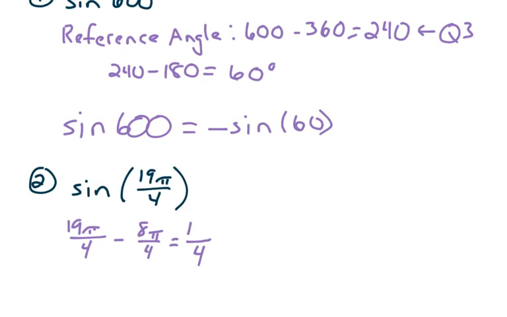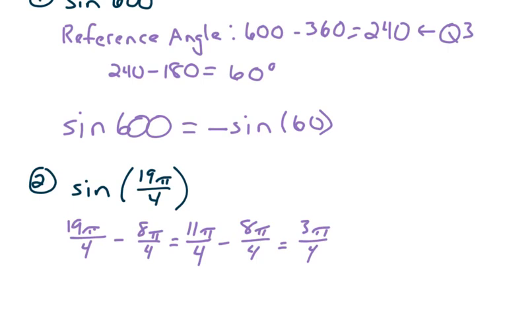19 minus 8 is 11, so 11 pi over 4. But that's still bigger than 8 pi over 4, or it would still be bigger than 360 if we were talking in terms of degrees. So we're going to need to go one more time. So minus 8 pi over 4. This leaves me with 3 pi over 4, and that is definitely in that first revolution around the unit circle.